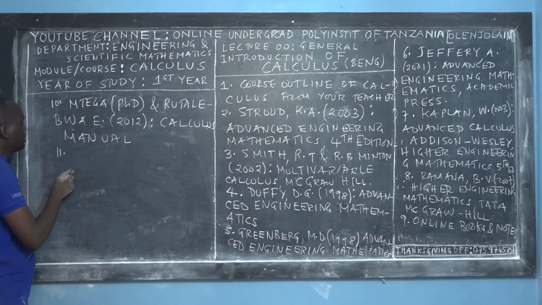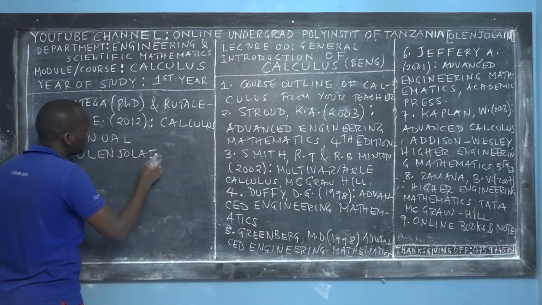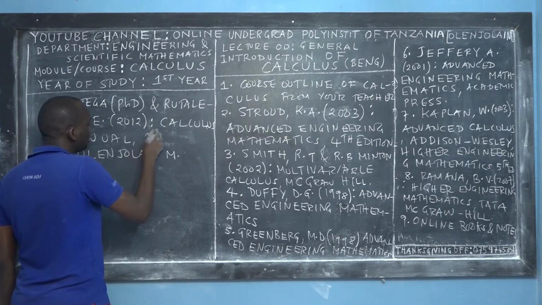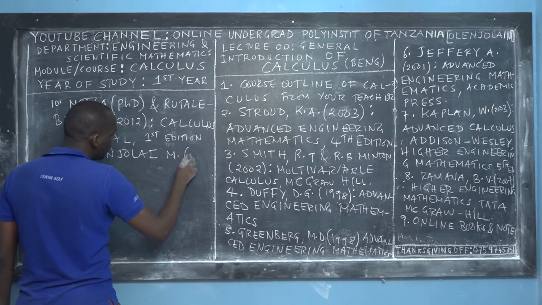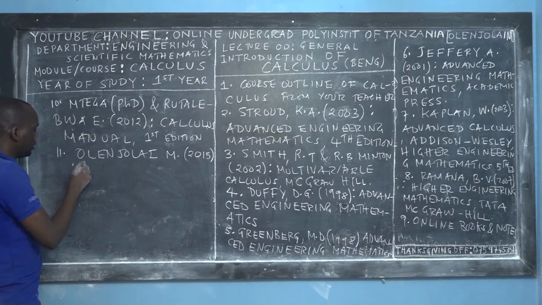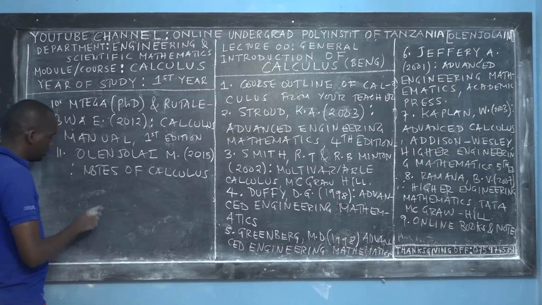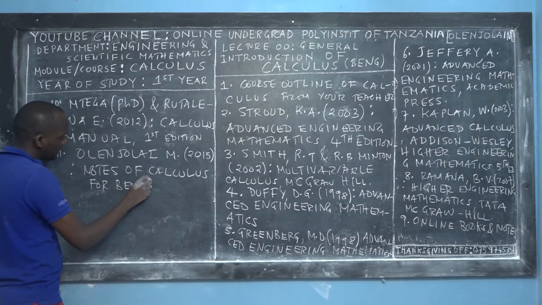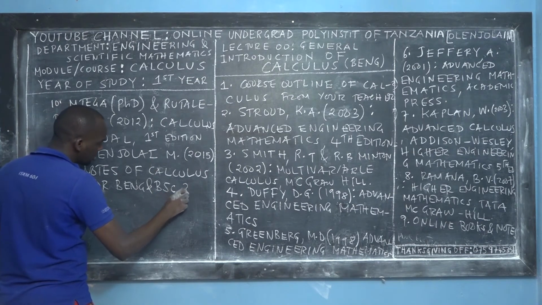And then the 11th reference should also be the notes prepared by Olenjolai. This is the first edition, prepared since 2015, and we call them notes of calculus for bachelor engineering students and also for bachelor of science students, and this is the second edition.